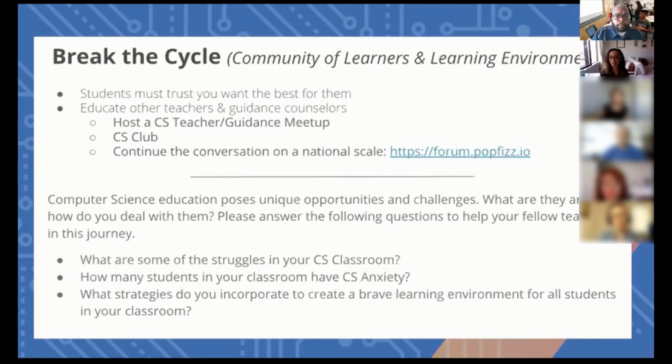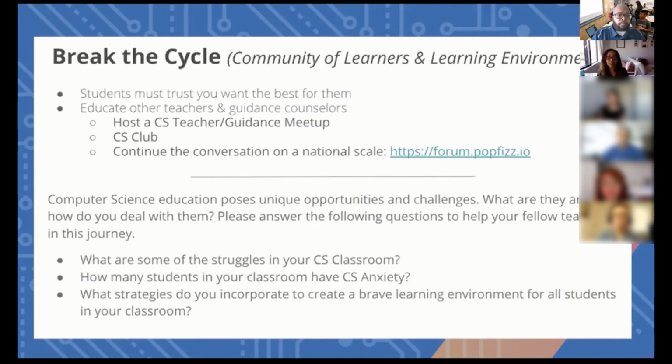So just to wrap things up, students must trust that you want the best for them, because at some point in their lifetime, Black and Brown students specifically may encounter a mentor or a teacher that tells them you're not going to make it to a certain stage in your life, or you're not enough to graduate from college.